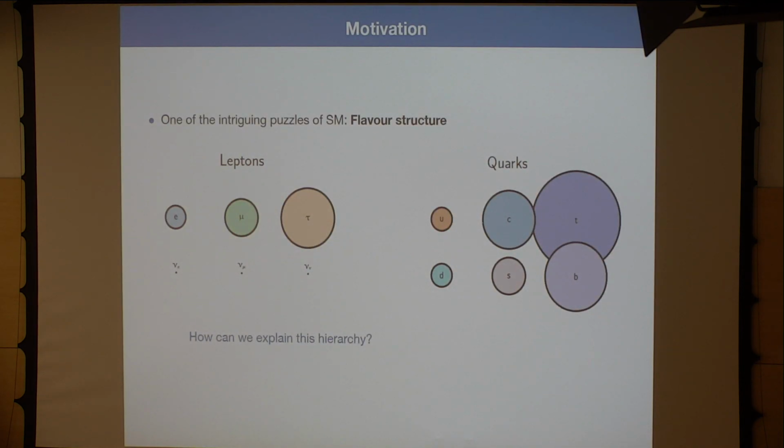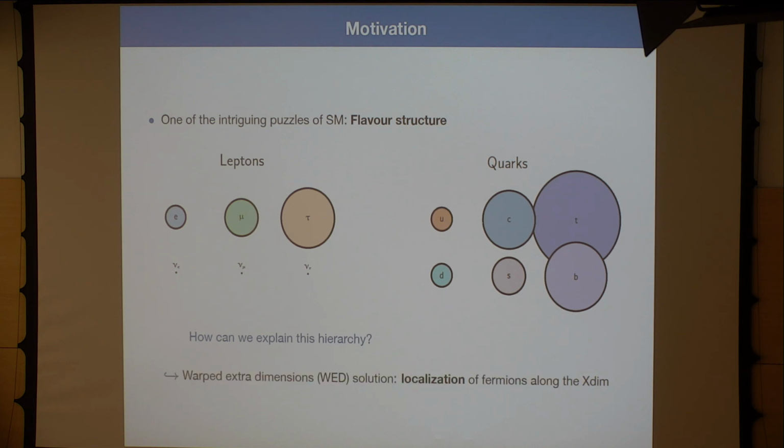Okay, first let me just motivate the model. As has been discussed in this workshop already, one of the most intriguing puzzles we have in the standard model is its flavor structure, like why the hierarchies in the masses and the mixings. And one solution for this would be warped extra dimensions. This problem is solved quite naturally there.